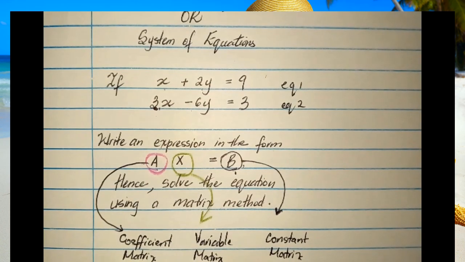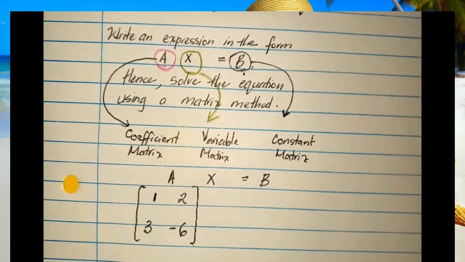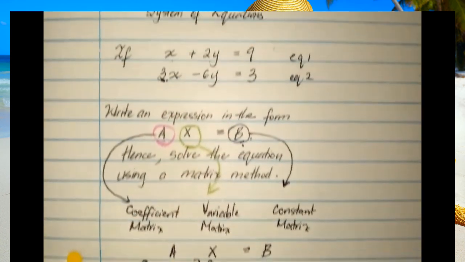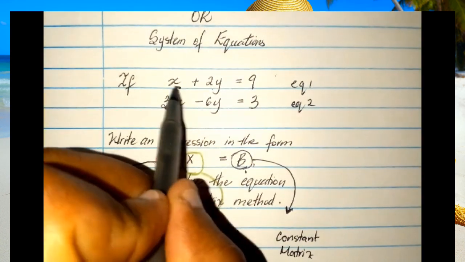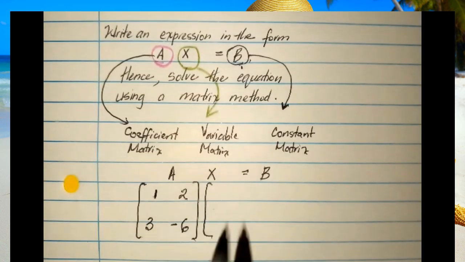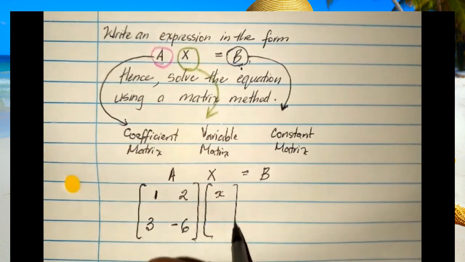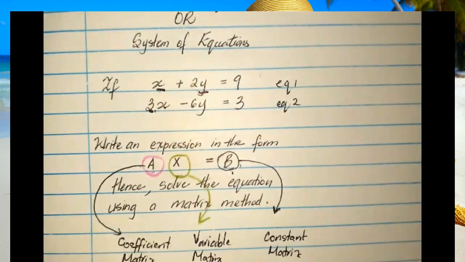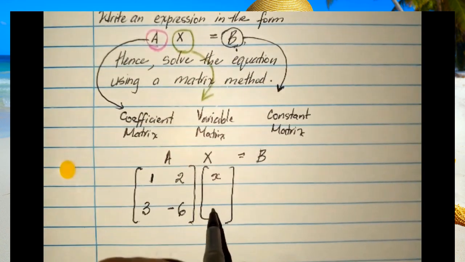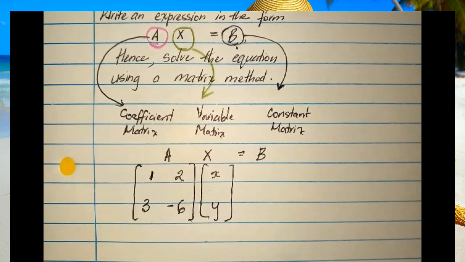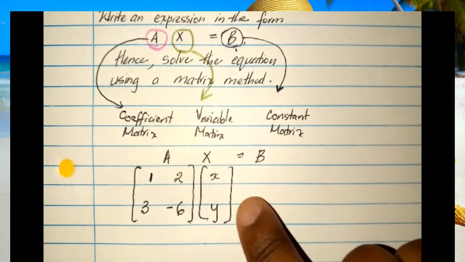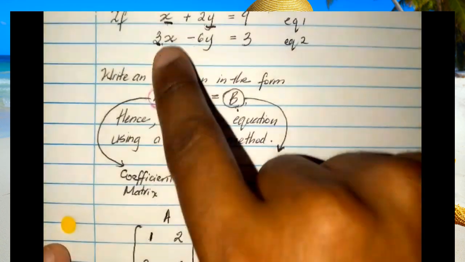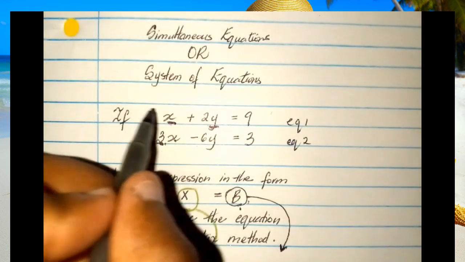It's correct. Now for my variable matrix, X. The first variable I'm seeing is X, so I'm going to put X right here. The second variable I'm seeing is Y, so I'm going to put Y right here. So this is my variable matrix. And if I was to multiply matrix A by matrix X, I'm going to get this 2 by 2 matrix up here. Look at it. There we go.